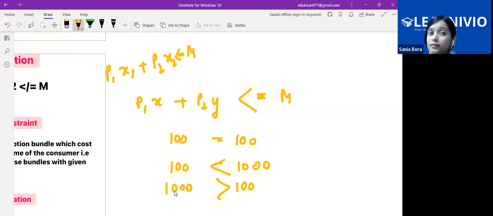Getting the thing? Yes or no? Yes, ma'am. Yes, everybody is getting it, ma'am. Madiha, Amar, Abdullah? Yes, ma'am. Rashika? Yes, ma'am.